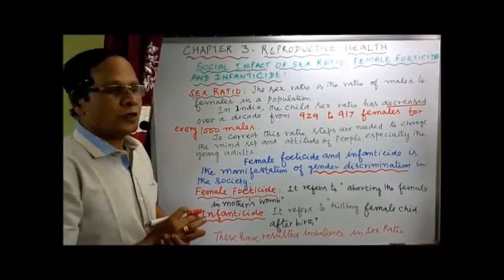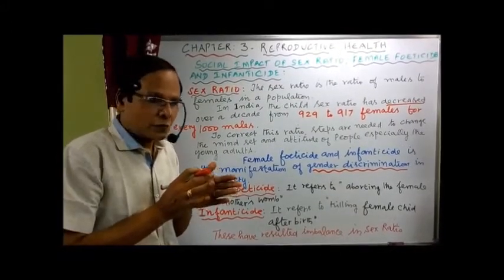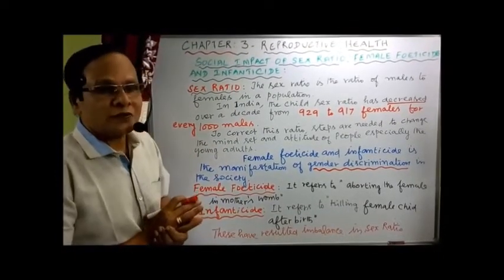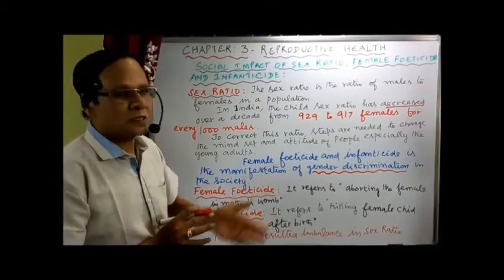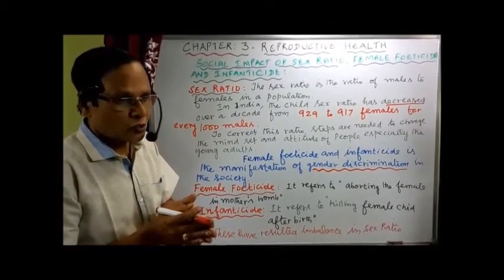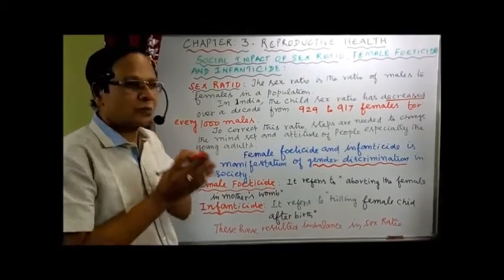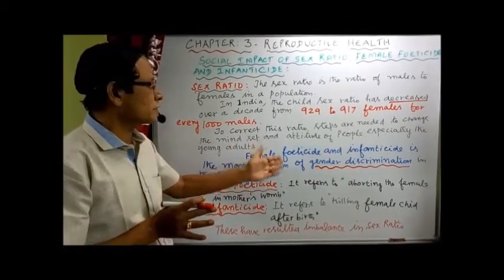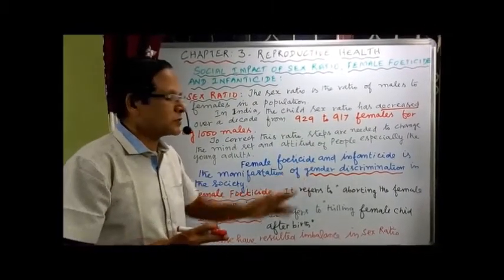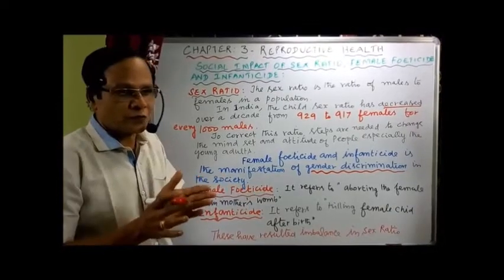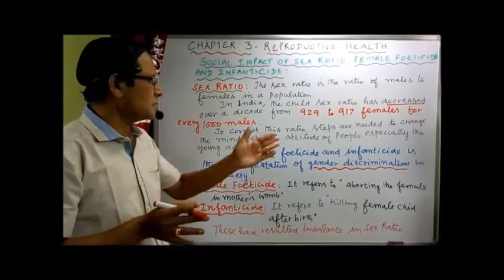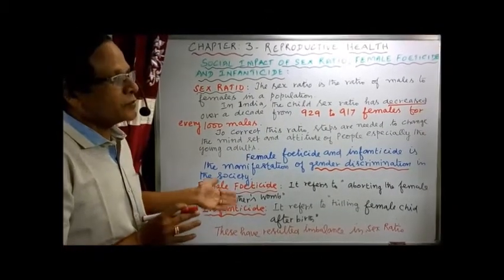Female feticide and infanticide are due to the manifestation of sex discrimination in society. In our society we give more importance to male children than to female children. That is a main cause of female feticide and infanticide. As the book says, it is a manifestation of gender discrimination, differences between male and female. We are giving more importance to males than females. That's gender discrimination.